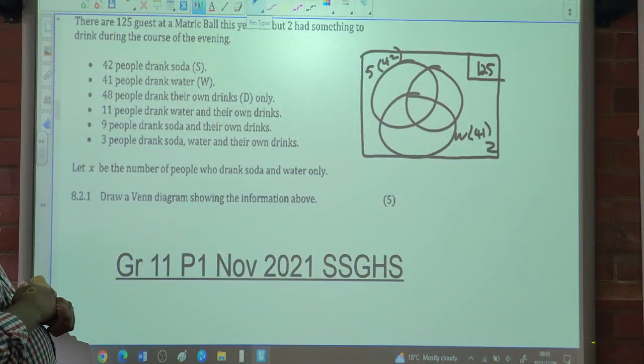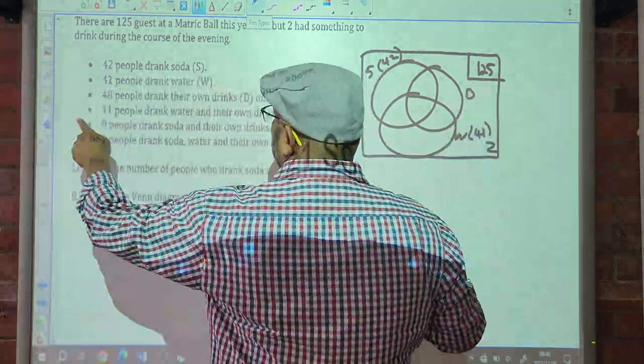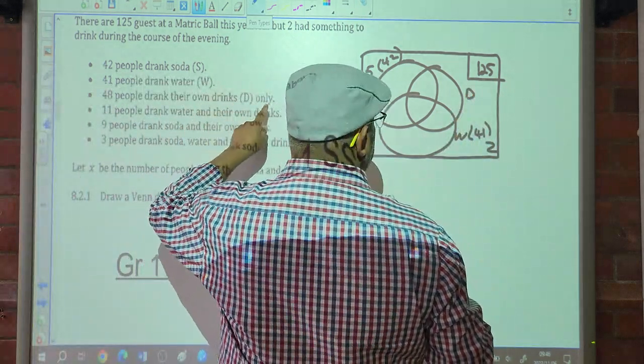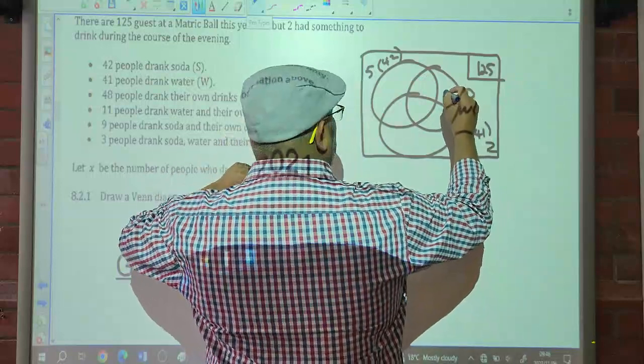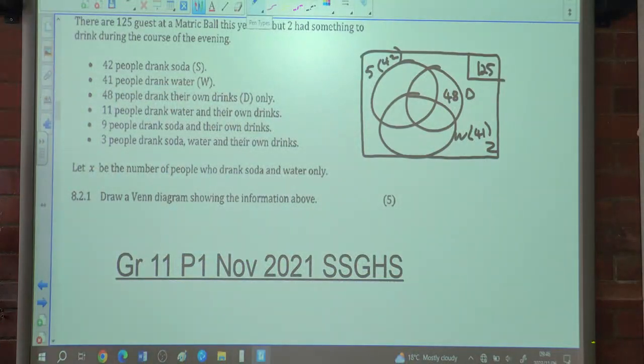We never allowed that. 48 drank their own drinks only. So that means to say that 48 would lie here. Not so. Maybe they drink brood drinker pot. Let's think the best of people. Okay, so 48 drank their own drinks.